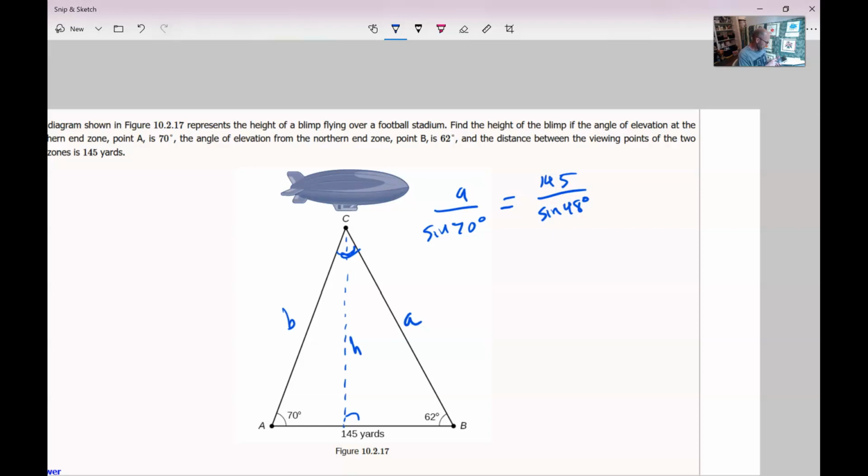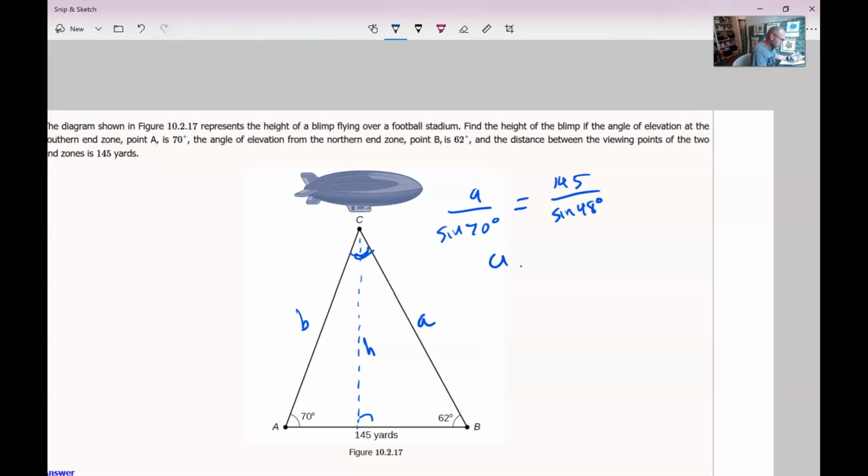So now if we just solve for A, we get 145 times sine of 70 divided by sine of 48. And we get A is approximately 183.35. Okay? So now that we have A is equal to 183.35, now we can find H.